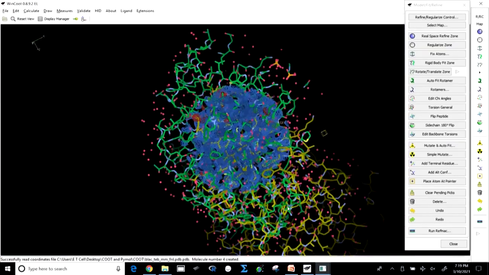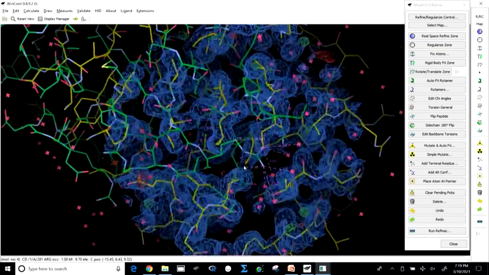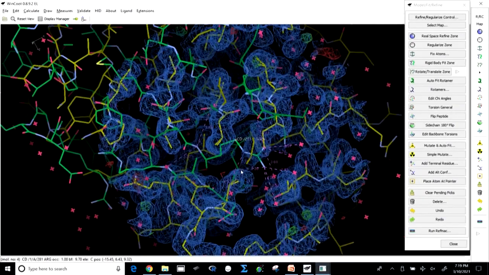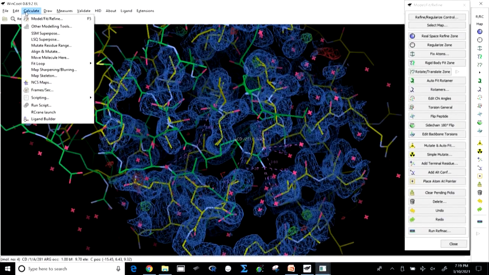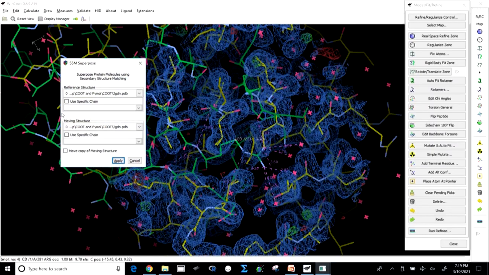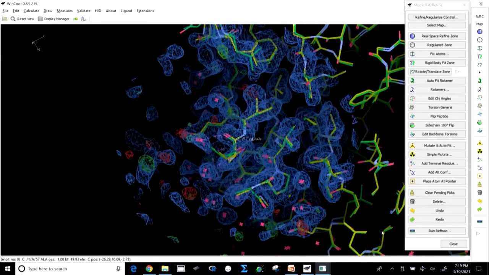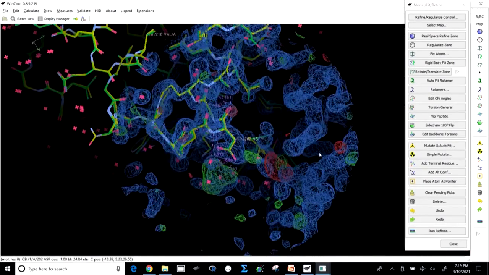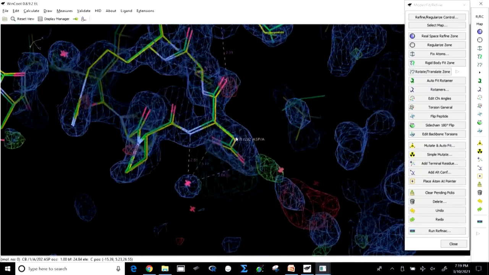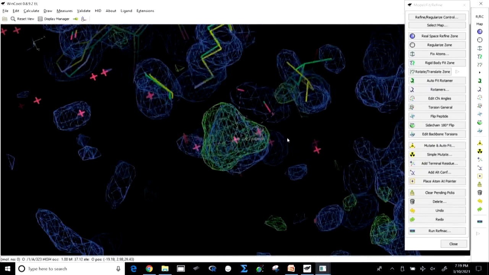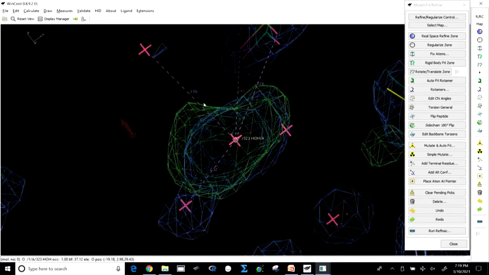Again, this comes in lighter blue color and you want to go to Calculate, SSM Superpose. You keep 2 GDN unmoved and you want to move this TEB. So, now 3 structures are together and you could see more interesting differences here.